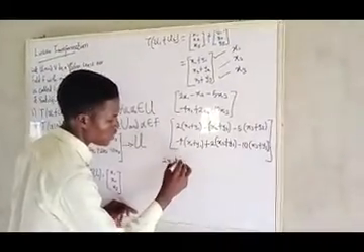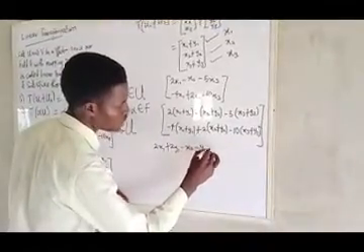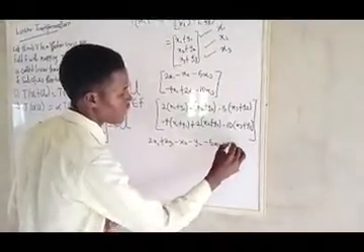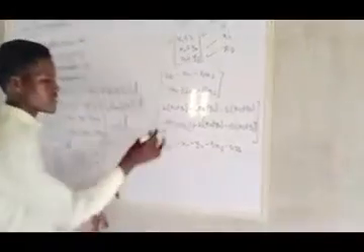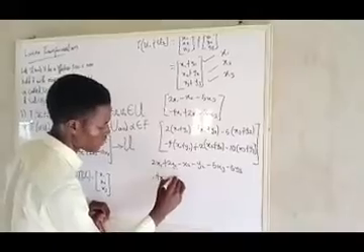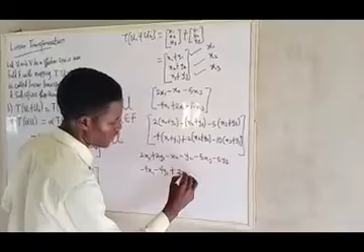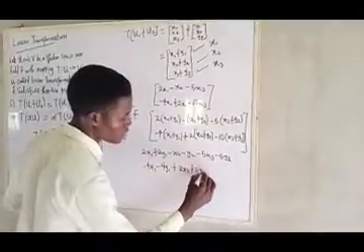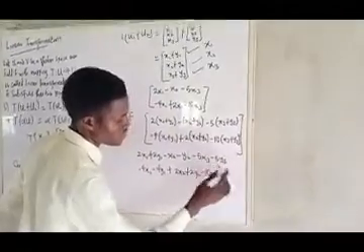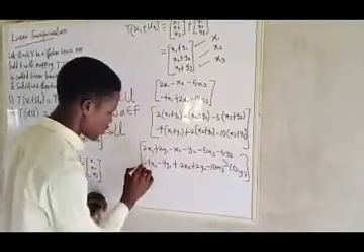2x1 plus 2y1 minus x2 minus y2 minus 5x3 minus 5y3, right? So let's go to the second one. That will be what? Minus 4x1 minus 4y1, then plus 2x2 plus 2y2 minus 10x3 minus 10y3. So this is what you are going to have, right?